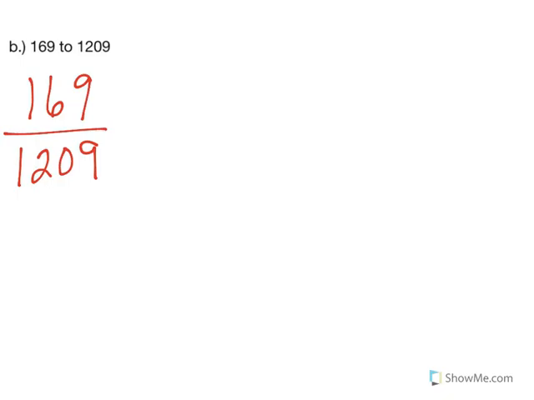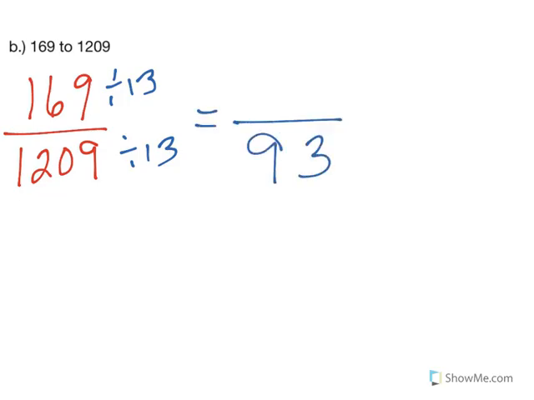Now, when I take a look at the smaller number, the 169, I recognize that that's a perfect square, right? This is 13 times 13. So since 169 didn't work, I'm going to try 13. So if I take 1209 and divide that by 13, I get 93. So that comes out nicely. And 169 divided by 13 is just 13.